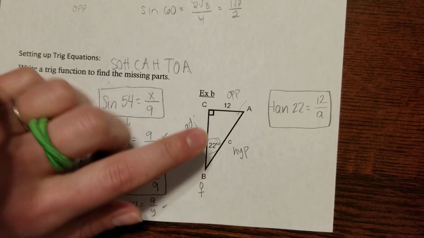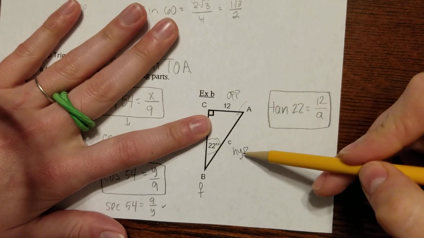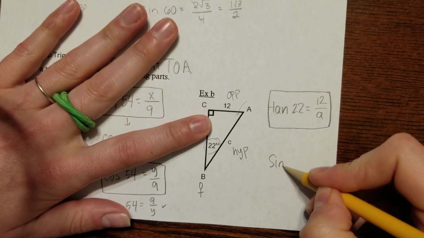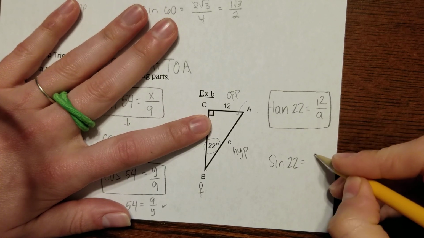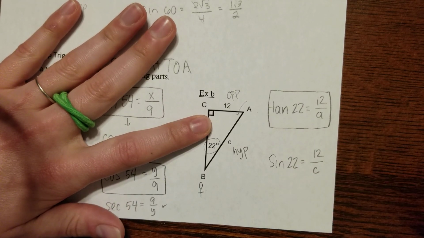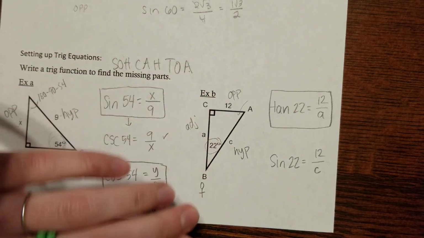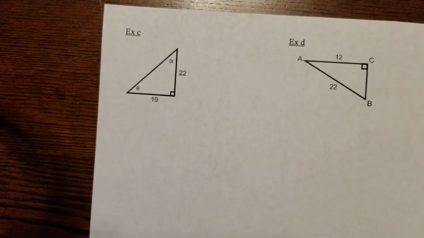And then to find C, we're going to ignore A. So opposite and hypotenuse, that's sine of 22. Don't forget your angle measurement, your reference angle, and that will be 12 over C. All right, let's look at example C.